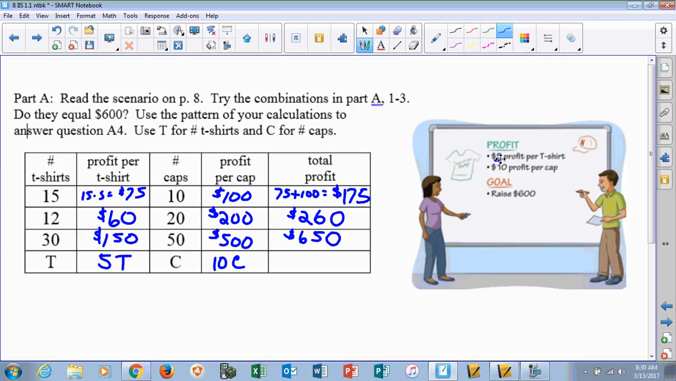So basically here you're coming up with an expression, right? Because to find the total profit, you take 5 times the number of T-shirts sold plus 10 times the number of caps sold. And that would give you your total profit. So basically this column here that we did is the expression for all the rows up above. Okay? All right, moving on. Everyone got that?